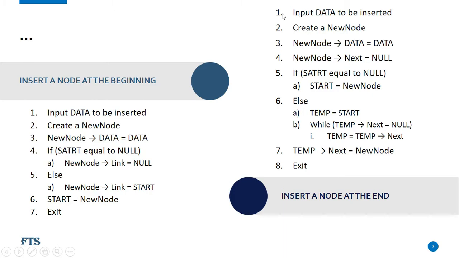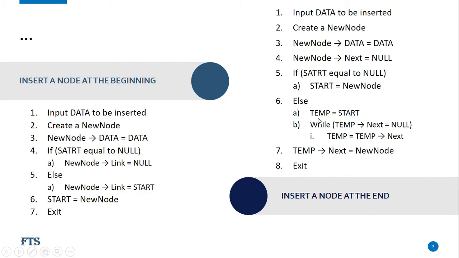Most of the time, the first statement is the input statement. Create the new node, then assign data to the data field of the new node. Here, we are saying end. If it is to be inserted at the end, then its next address, its link address, should be equal to null. This indicates that the new node is inserted at the last position. If start equals null, start should be equal to new node.